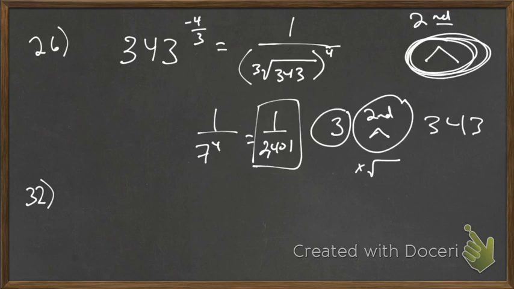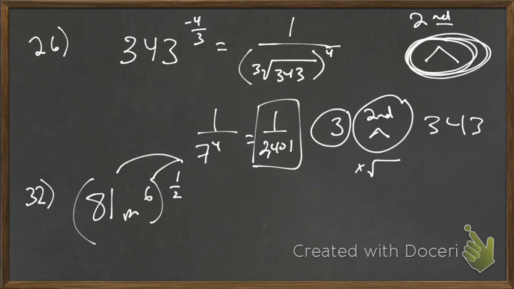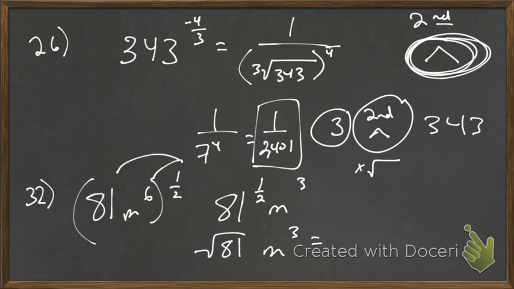Number 32. I've got 81m to the 6th, all to the 1/2. What gets raised to the 1/2 power, friends? Everything. So I like this step first. Everybody follow that? 81 to the 1/2. I can do m to the 6th to the 1/2, which is m to the 3rd, because I can multiply 6 times 1/2 is 3. So 81 to the 1/2 is the same thing as square root of 81, right? Which is 9. So I get 9m to the third.